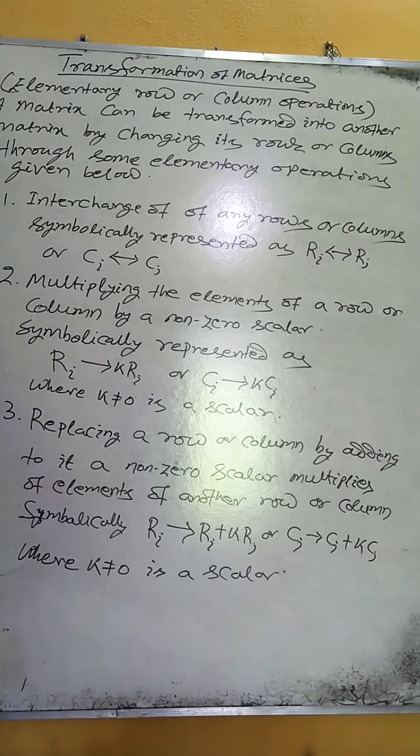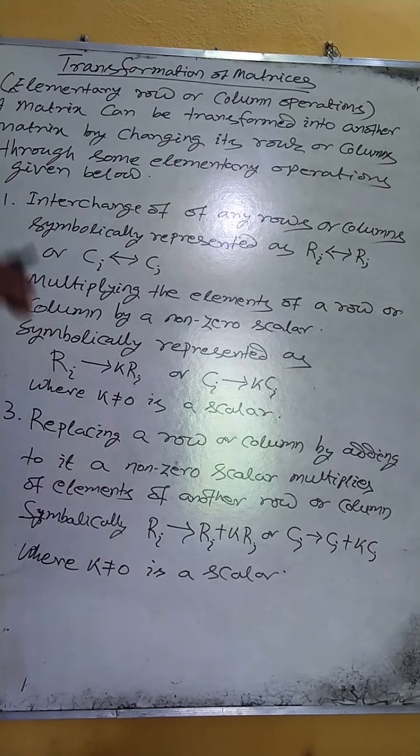Discuss transformation of matrices, or elementary row or column operations. A matrix can be transformed into another matrix by changing its rows or columns through some elementary operations, which are given below. First, we interchange any rows or columns.